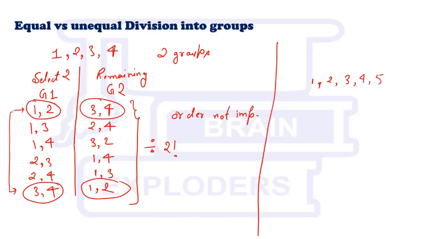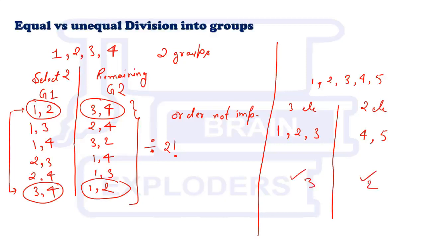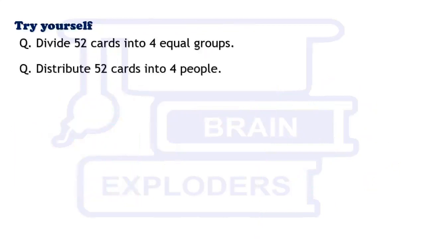Like suppose we have 5 elements, 1, 2, 3, 4, 5, and we have to make 2 groups, one group of 3 elements and the other of 2 elements. So if we have 1, 2, 3 in the first group, then in the other we will have 4, 5, and there is no chance for confusion of this ordering. Why? Because the first will always contain the 3 and the other will always contain the 2, so there is no possibility of repetition. That's why this 2 factorial is not important in this case, as we have just seen in the formulas.